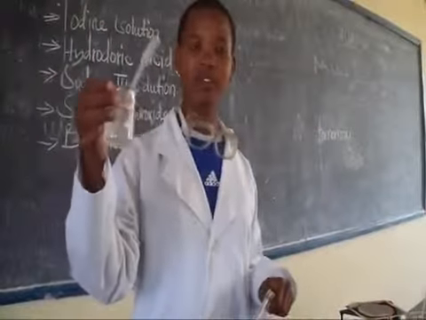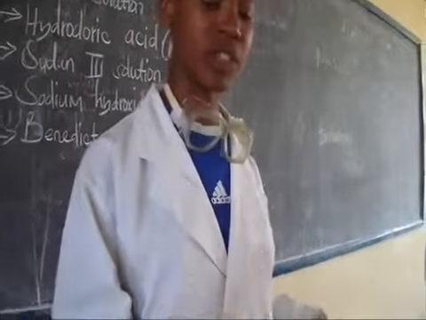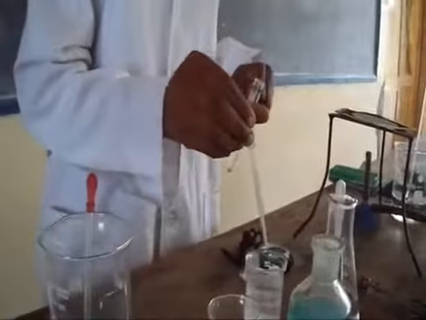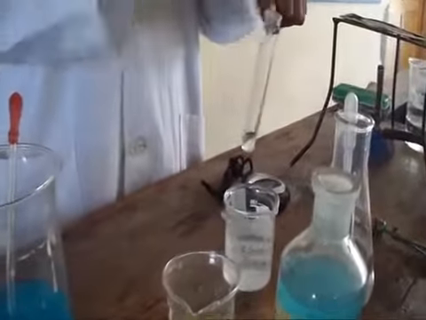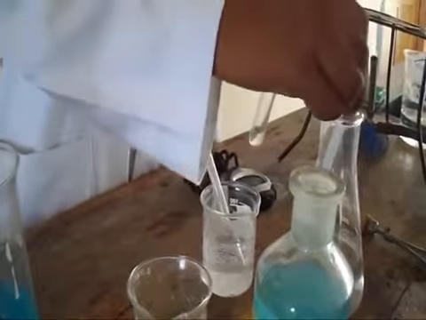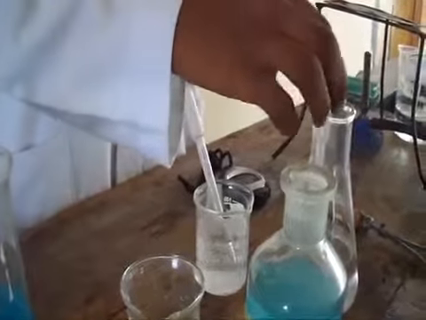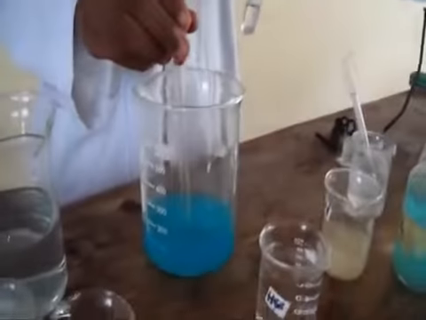Now we have another food substance, which is food sample H. Now we are going to test the presence of protein in this food sample. We are taking 2 cc of food sample. Then we add 1 cc of sodium hydroxide. And finally, we add 1 cc also of copper II sulfate.